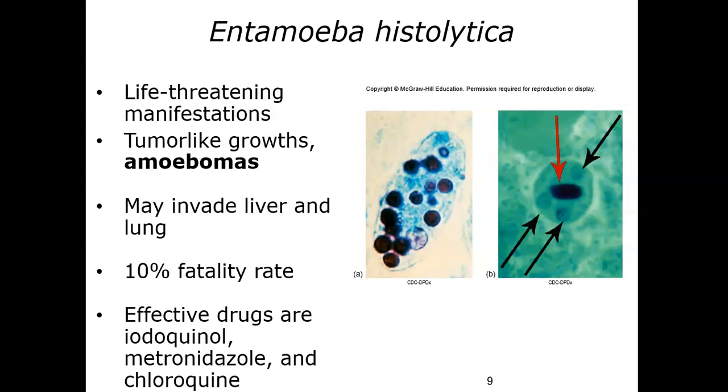The Entamoeba histolytica can be life-threatening, and that's because it's able to invade body regions like the liver and the lung and promote these tumor-like growths, which are called amebomas. There is about a 10% fatality rate, and the most effective treatments are things like metronidazole and chloroquine for treating Entamoeba histolytica. It's also well known that Entamoeba histolytica can also be transmitted in some forms through sexual contact as well.